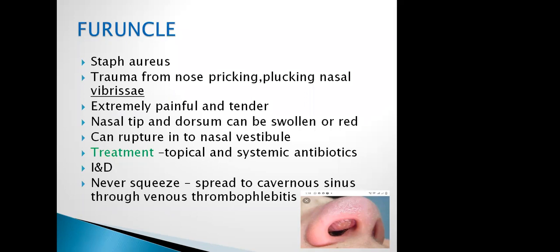For treatment, apply topical mupirocin and give oral antibiotics. If the pus is pointing, I and D can be done, but never squeeze the furuncle because it can spread to the cavernous sinus by venous thrombophlebitis.